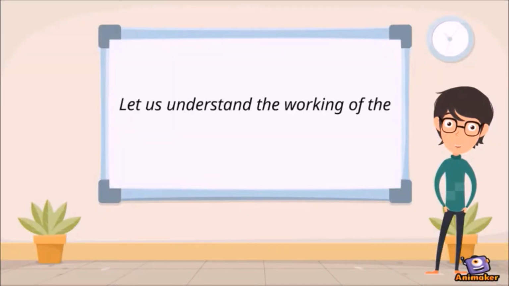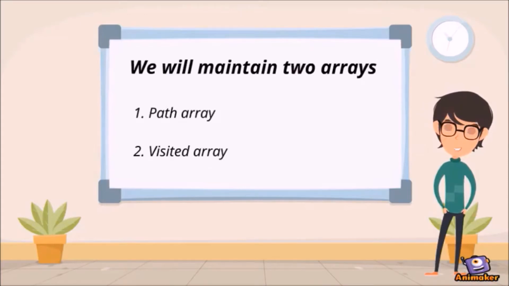Let us understand the working of the code. We will maintain two arrays. First one path array and second one visited array. Path array maintains a list of numbers of the points from the start to the current position. Visited array will maintain a list of numbers of the points we have visited but left because they were a dead end. We will see more clearly how these both arrays will work.